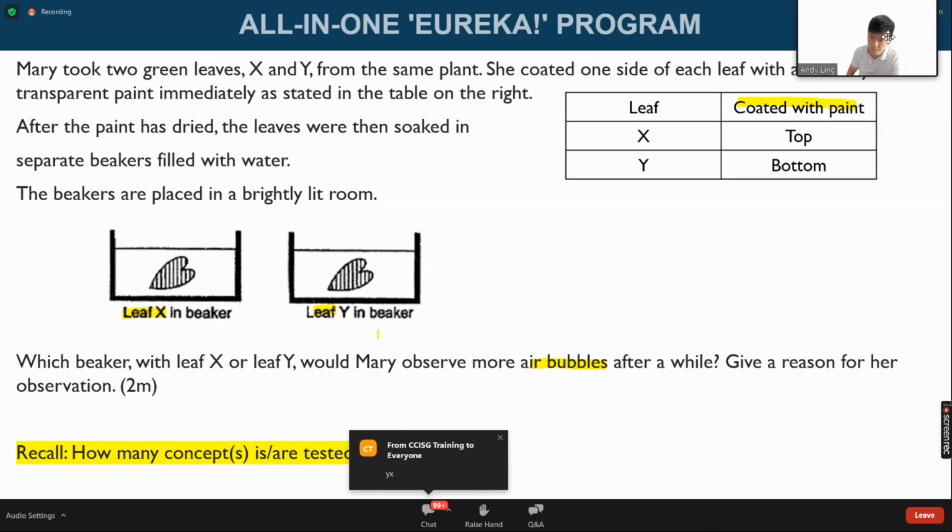Parents, how many concepts are tested here? Pikachu, stop spamming. Admin, take note. You want to remove him if he spams one more time.